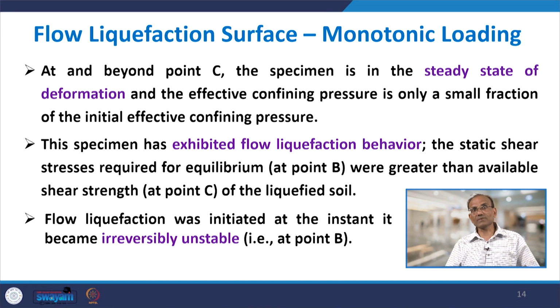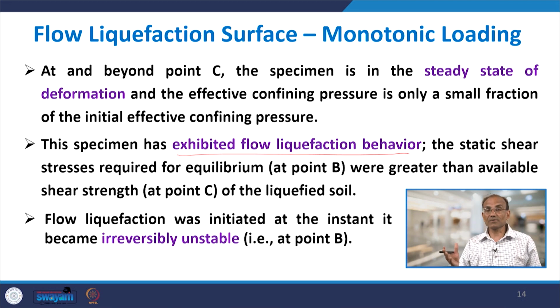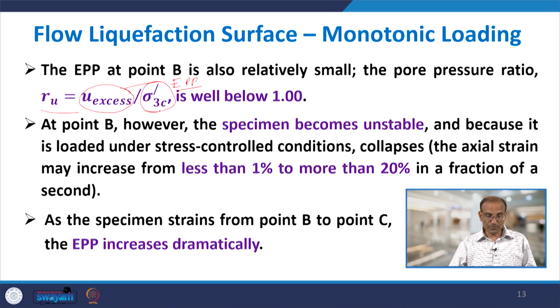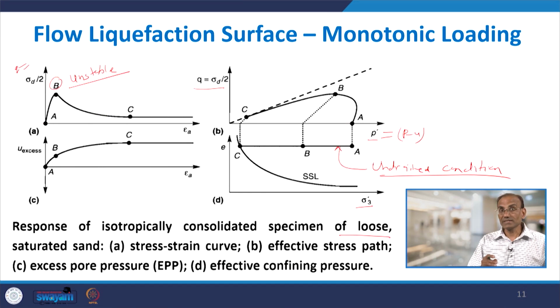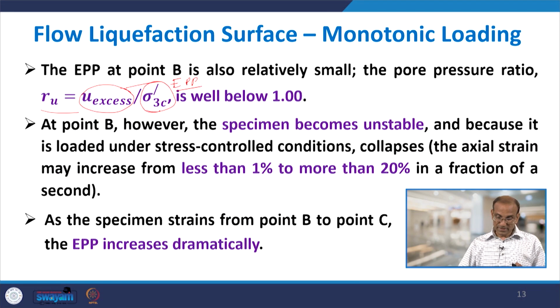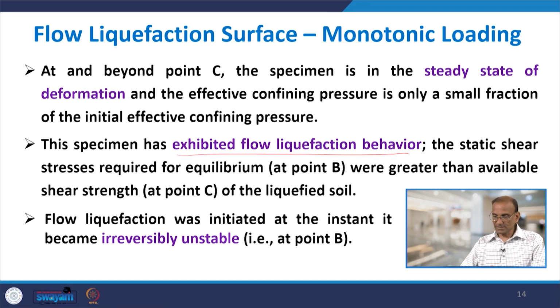The static shear stresses required for equilibrium, that is at point B, were greater than the available shear strength at point C of the liquefied soil. So, this is the case here. Here flow liquefaction behavior is exhibited. Why? Because for flow liquefaction behavior, one of the conditions is that the static shear stress should be greater than the available shear strength, and that is happening for this liquefied soil. So, flow liquefaction was initiated at the instant it became irreversible. Once flow liquefaction starts at point B, it is an irreversible condition. That means you cannot go back, and the pore pressure will keep increasing and the strain will increase. So, this is the irreversible unstable case, that is at point B.